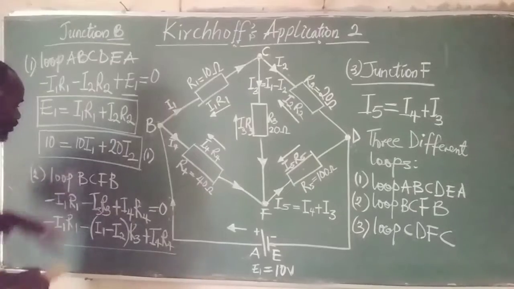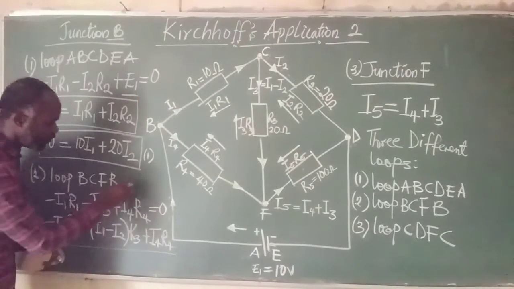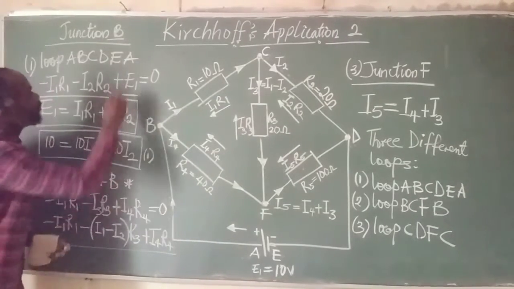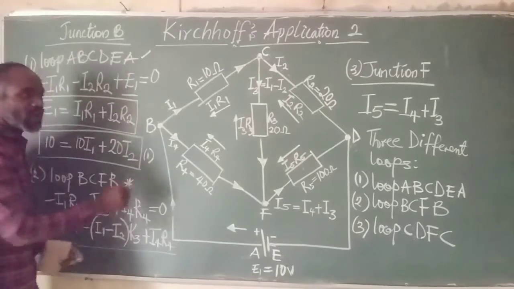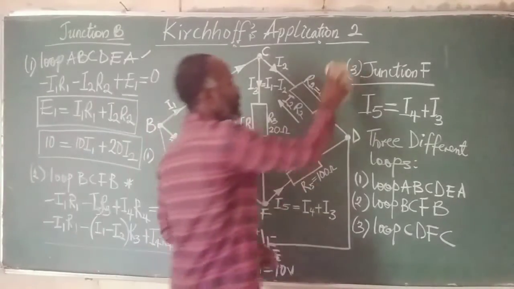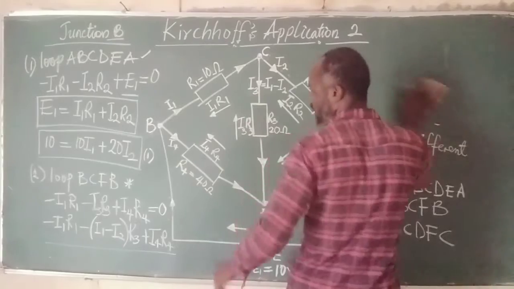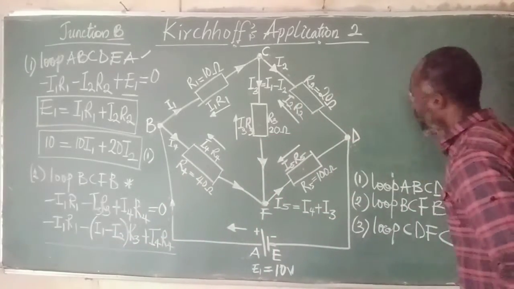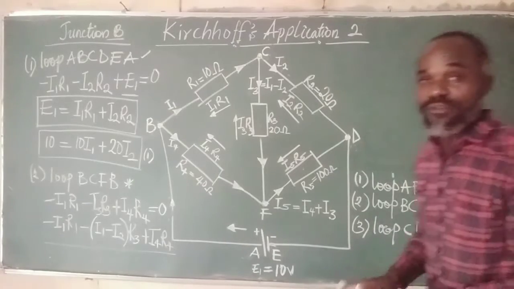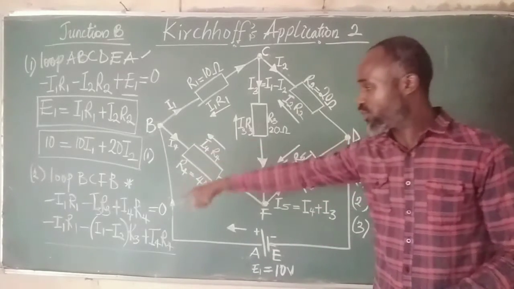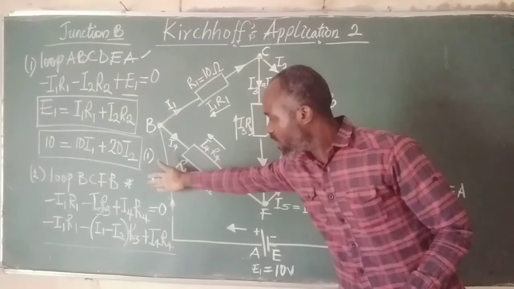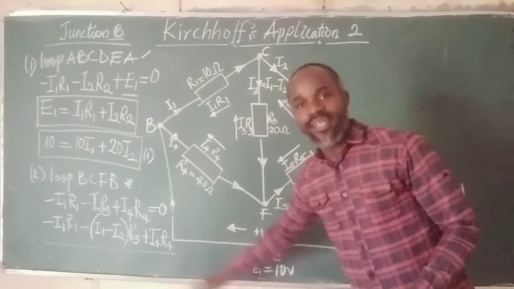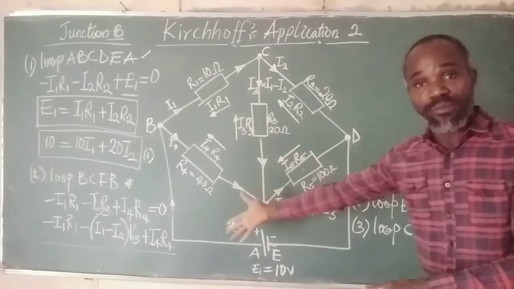Remember, we are talking about loop BCFB. This loop, we have taken care of this. We are taking care of this now. So let's click here and continue with that explanation, right? Let's look at what we're going to get. Very, very important. If we have understood these steps up to this point, now we are halfway solving the problem.